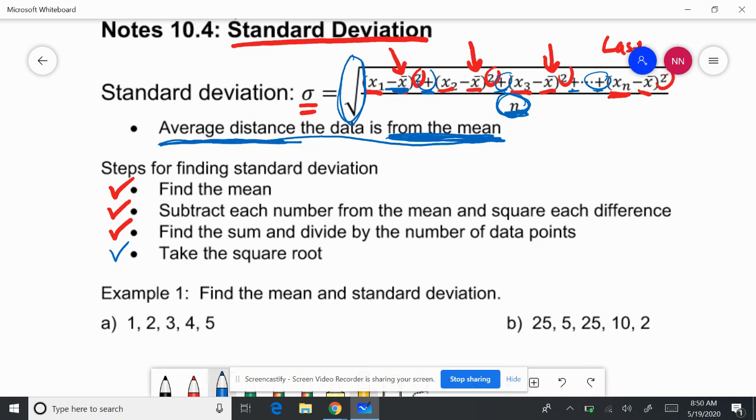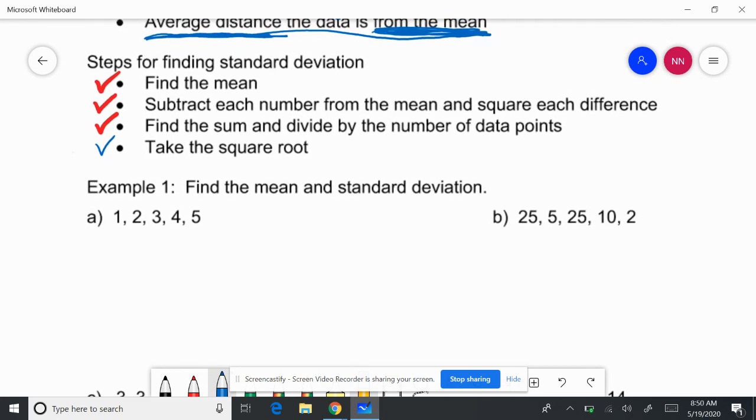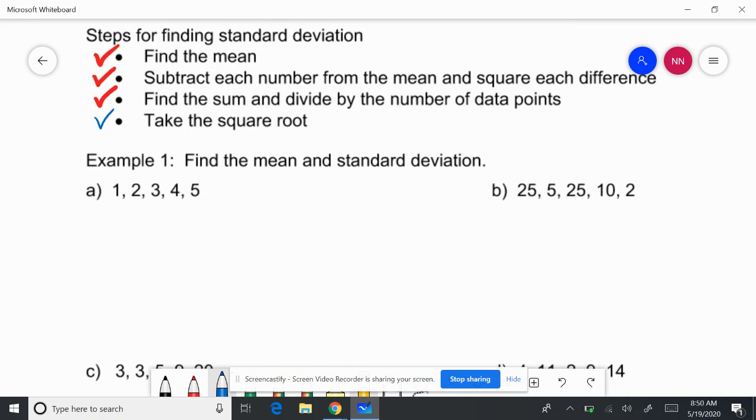So let's look at a couple examples. We're going to find the mean and we're going to find the standard deviation. So remember, when we find the mean, we add up all the numbers, 1 plus 2 plus 3 plus 4 plus 5, and we divide it by how many numbers there are. So there's 5 numbers. When we add them up, we have 3 plus 3, which is 6, plus 4, which is 10, plus 5, which is 15. So 15 over 5, which is 3. So that's our mean. Now we're going to find our standard deviation.